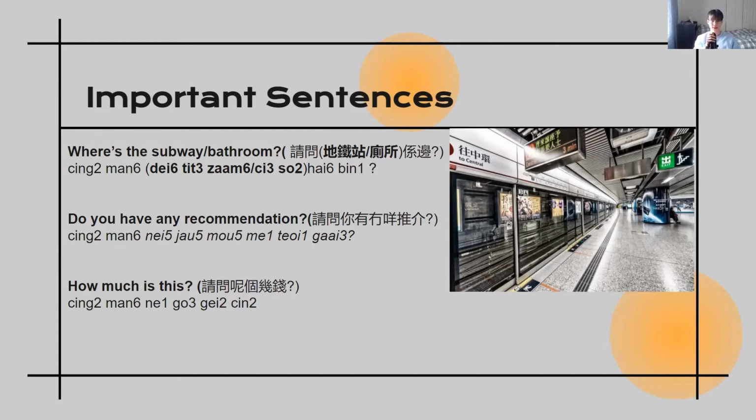And then if you want to replace subway with the bathroom, it's really easy. You can just replace the middle word, which is 地鐵站 with 廁所. So 廁所 is bathroom. So if you combine them together, it will go as 請問廁所喺邊?